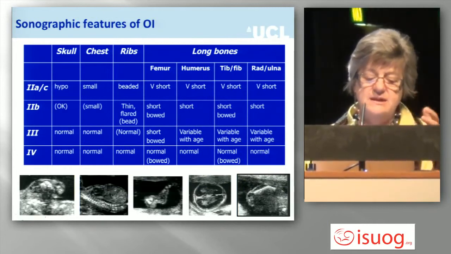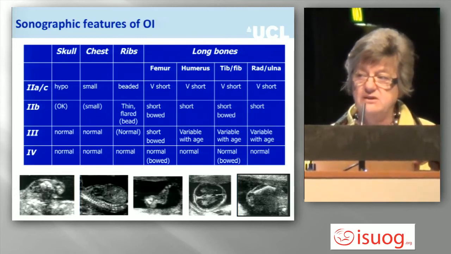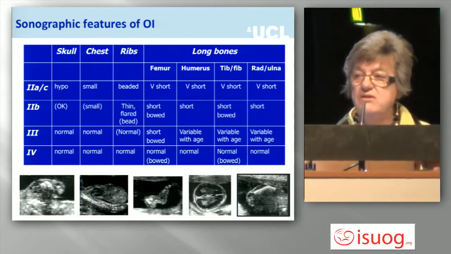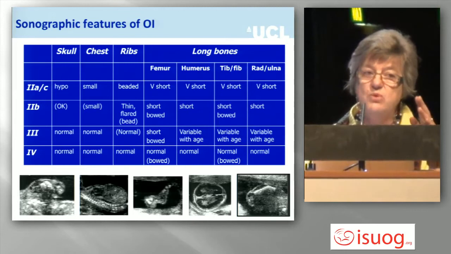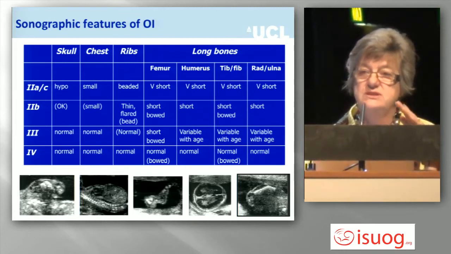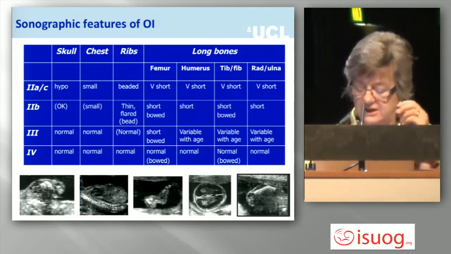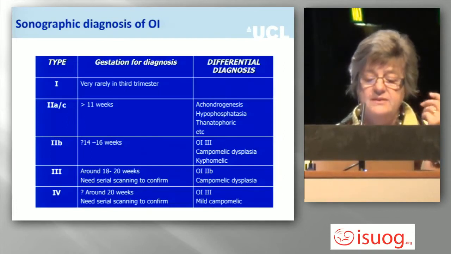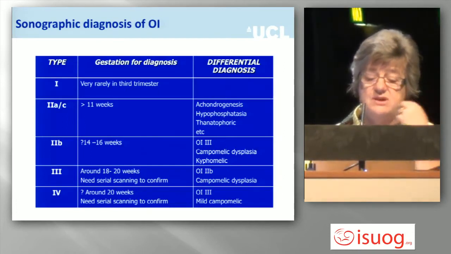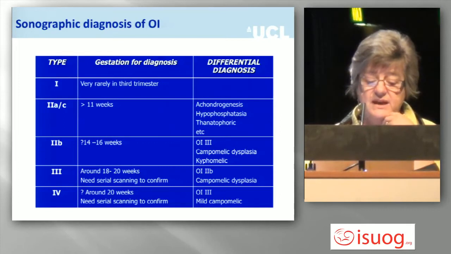I'd like to just emphasize the fact that when you're talking to parents about osteogenesis imperfecta, they all go home and hit the internet. I think it's very important that you define the different sorts that you're discussing so that they don't get confused. The gestational age of diagnosis for OI, of course, varies considerably.